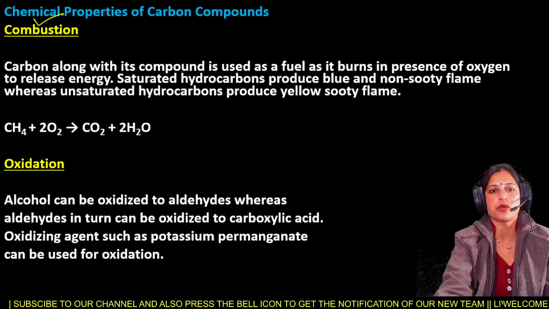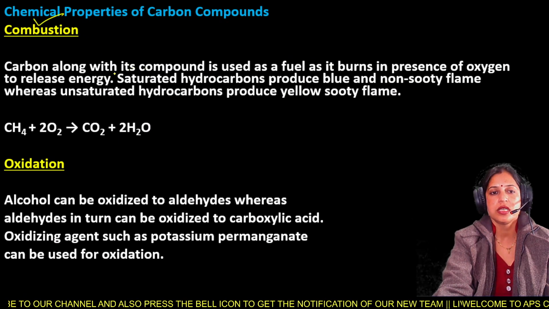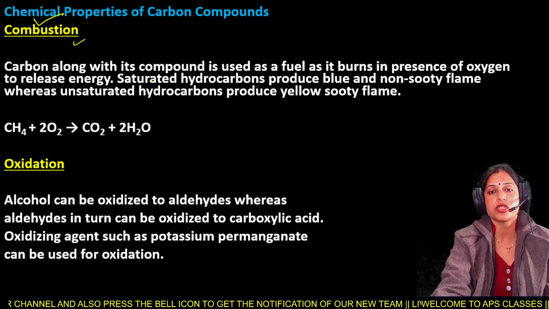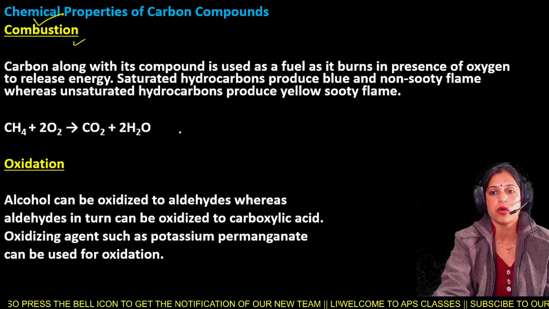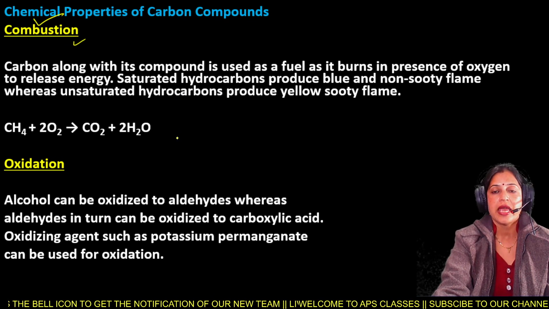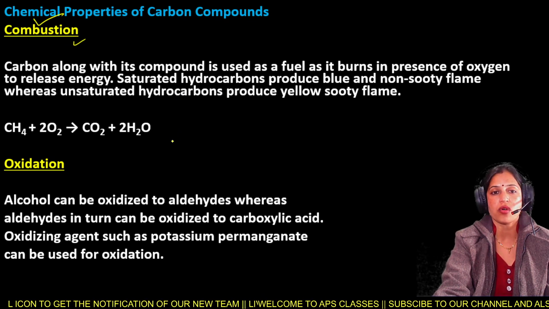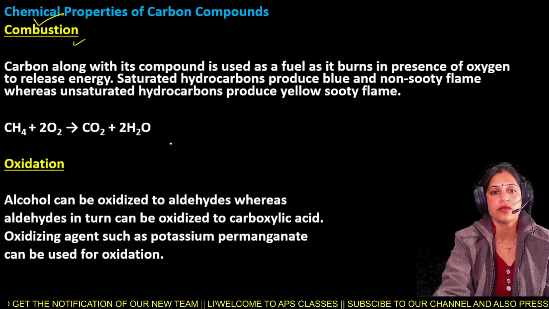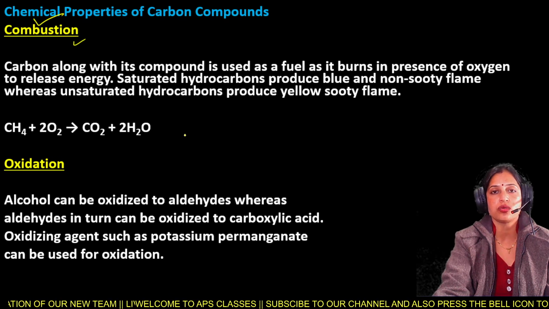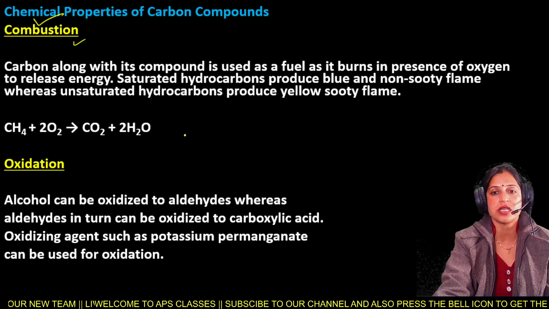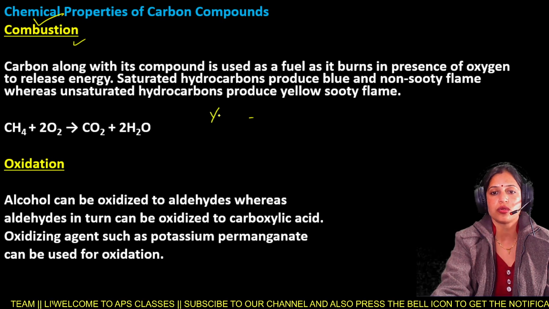Next is chemical properties of the carbon compounds. First important chemical property of the carbon compound is combustion. Carbon along with its compound is used as a fuel and it burns in the presence of oxygen to release a large amount of energy. Saturated hydrocarbons produce blue and non-sooty flame, whereas unsaturated hydrocarbons produce yellow sooty flame.